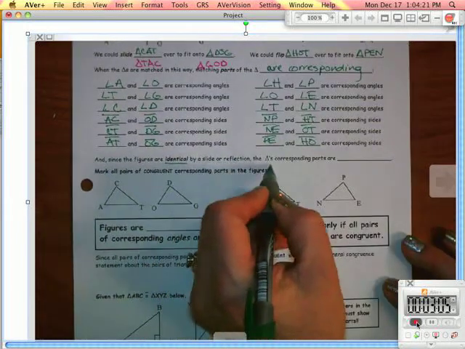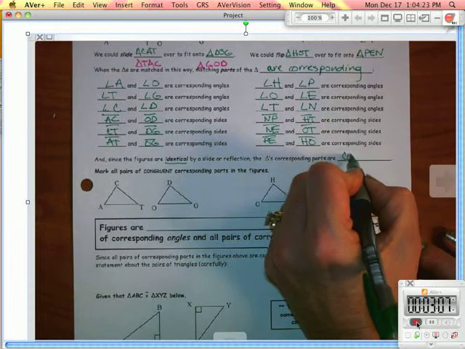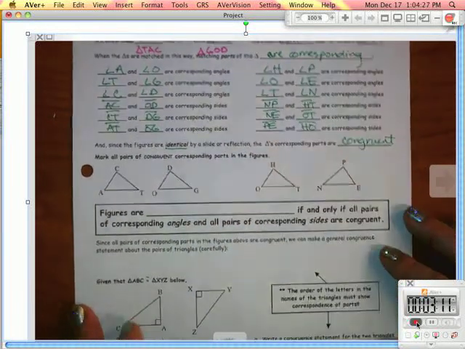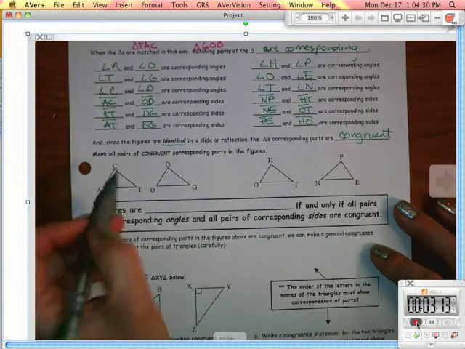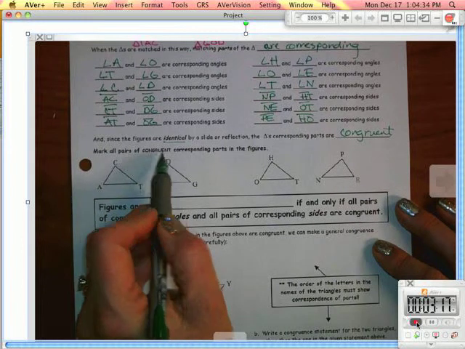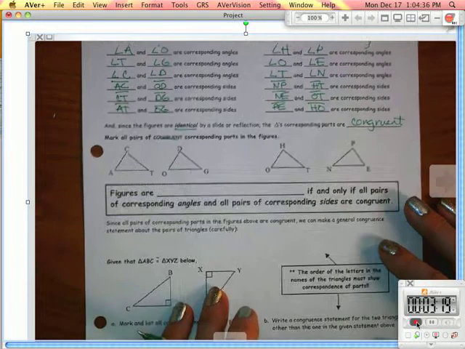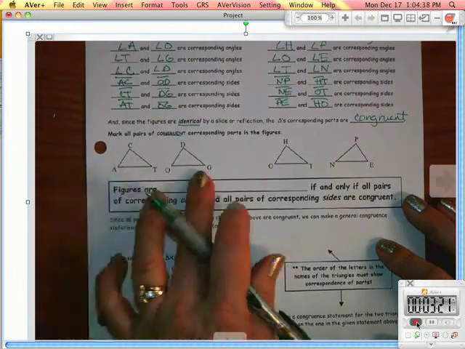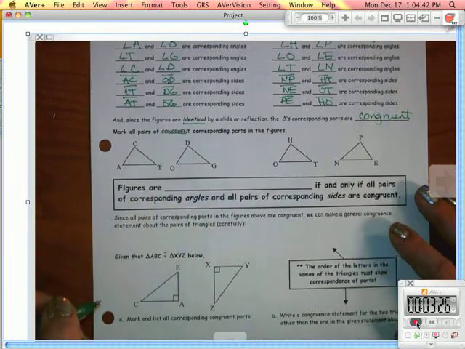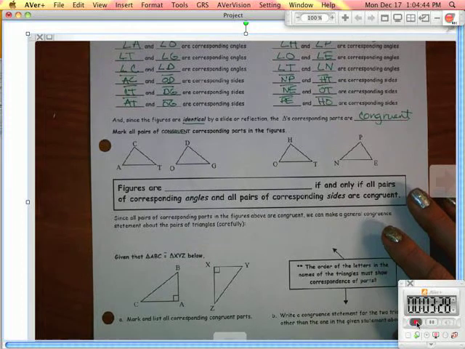Okay, so now I'm going to have you do something opposite. I'm going to have you mark all pairs of congruent corresponding parts in the figures. So these two are the same as up here, but we're going to mark them. Now how do we mark an angle as congruent? What do we do? You do that little thing. It's like a little curve, right? So I already said up here that A and O are corresponding. So I'm going to show that they're congruent by doing this little curve there.